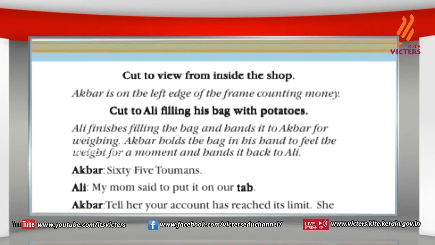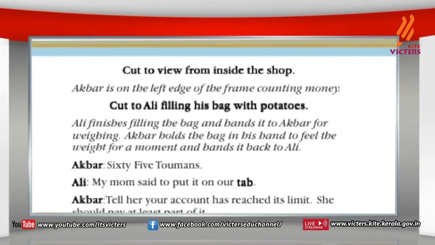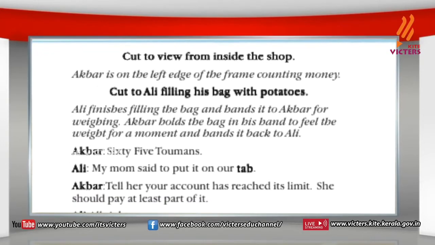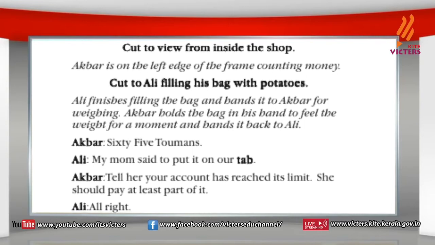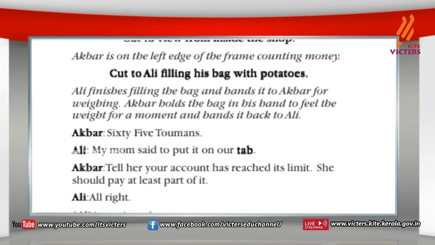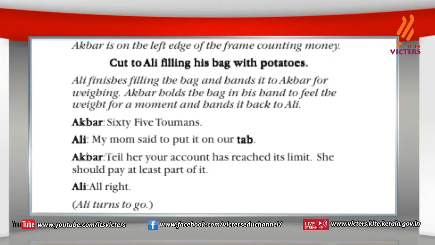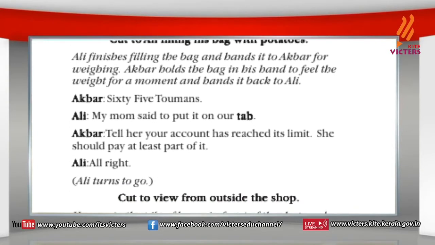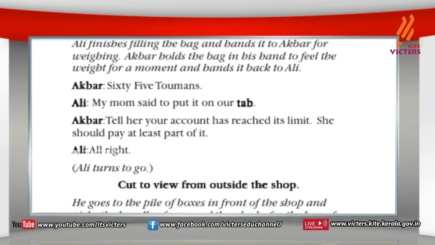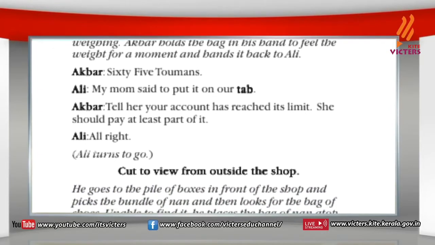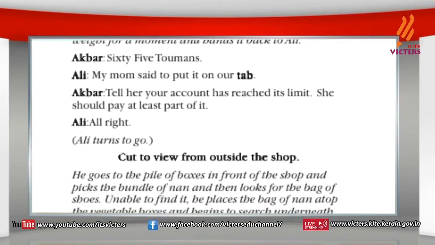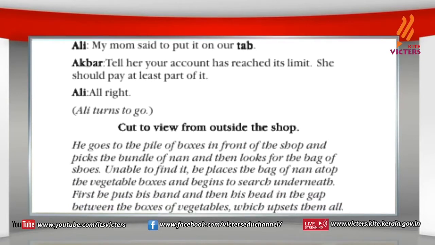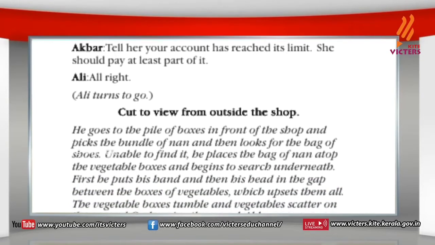Cut to view from inside the shop. Akbar is on the left edge of the frame counting money. Cut to Ali filling his bag with potatoes. Ali finishes filling the bag and hands it to Akbar for weighing. Akbar holds the bag in his hand to feel the weight for a moment and hands it back to Ali. Akbar, 65 tomans. Ali, my mom said to put it on her tab. Akbar, tell her your account has reached its limit. She should pay at least part of it. Ali, all right. Ali turns to go.